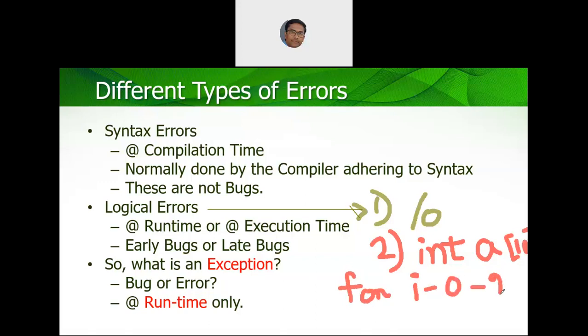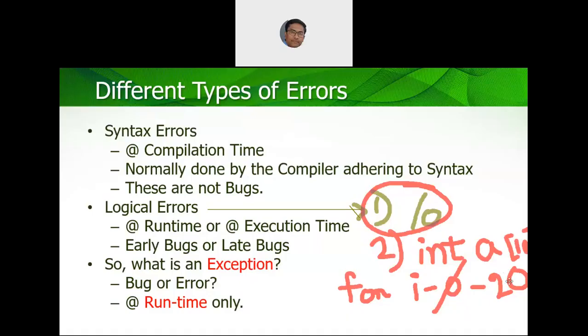0 to 20. At the time of compilation you will not get any problem, but at the time of accepting the elements or processing the elements, in the first case you get a divide by 0 runtime error. In the second case it is called array index out of bounds. You have declared an array of capacity only 10 records, but you are running a loop to maintain a total of 20 records.